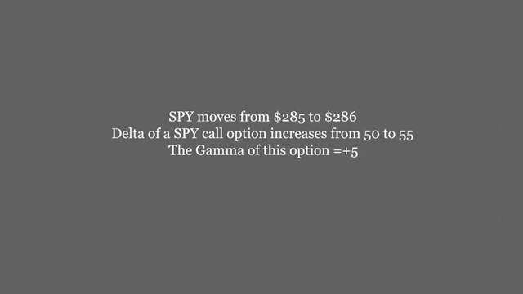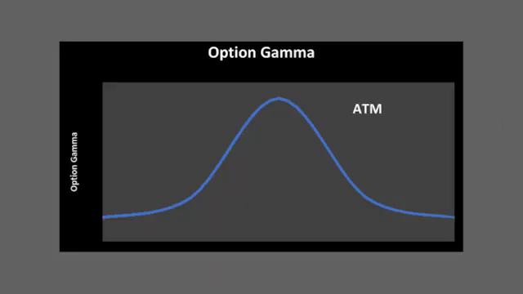Gamma is greatest for options that are at the money. Even a small change in the price of the underlying stock affects the delta of the option significantly. That's that high point on the curve. So gamma is going to be lowest for options that are either deep in the money or far out of the money. A change in the price of the underlying stock has little effect on the delta of an option.